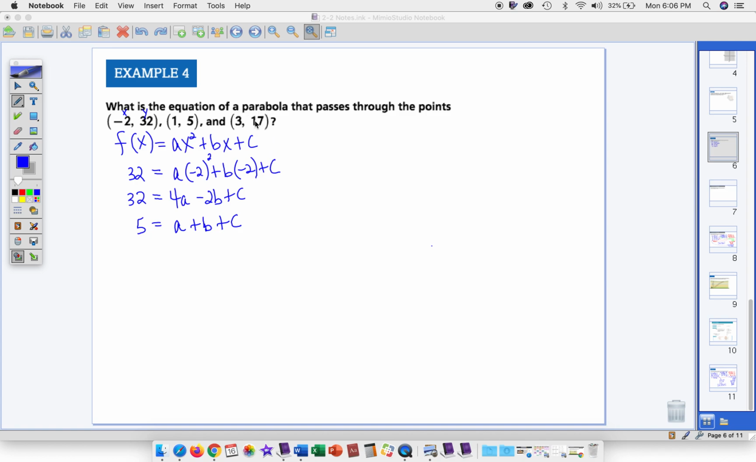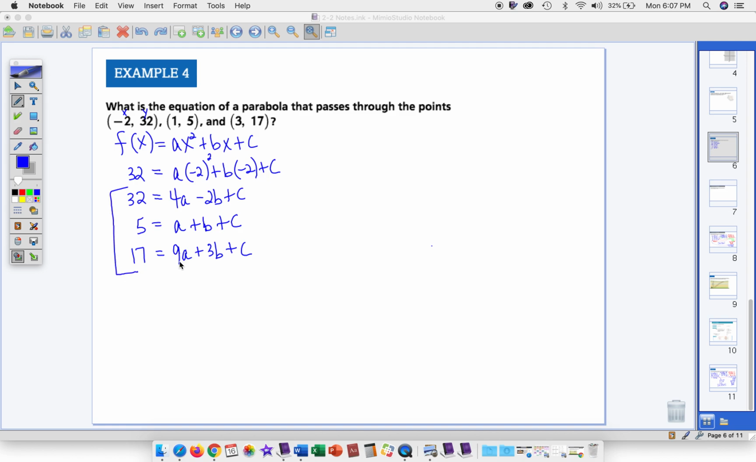For the third coordinate, y is 17. For every x, again I'm plugging into here. I'm going to plug in 3. So 3 squared is 9, so that becomes 9a. 3 times b is 3b plus c. So here's my 3 equations.